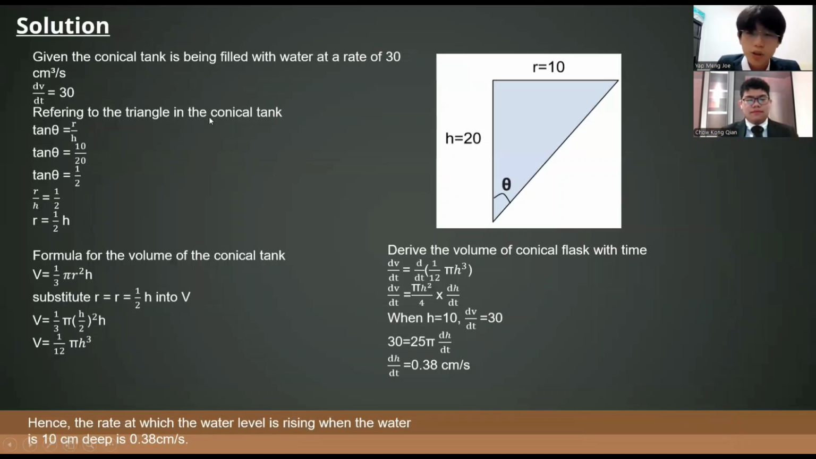So this is the solution for question 2. It's given that the conical tank is being filled with water at a rate of 30 cm cubed per second, which is dV/dt = 30.